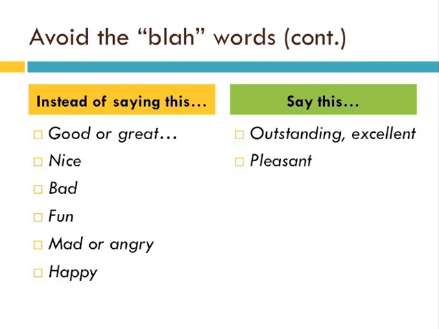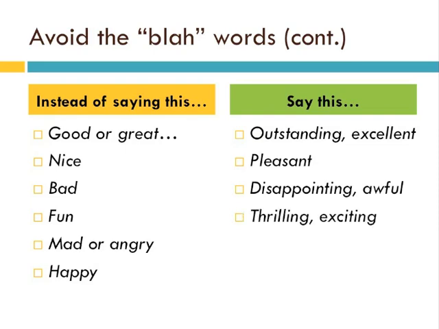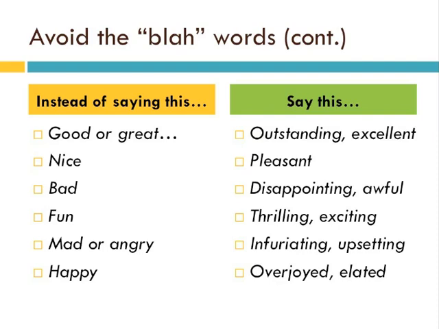Instead of the word nice, we could say something like pleasant. If just to say that something's bad, we could say something like, well, that food was disappointing, or it was awful, or terrible. Instead of just saying, I had a fun time, we could say, it was thrilling or exciting. Instead of I'm mad or angry, we could say, that was infuriating or very upsetting. Instead of happy, we could say something like, I'm overjoyed or elated.